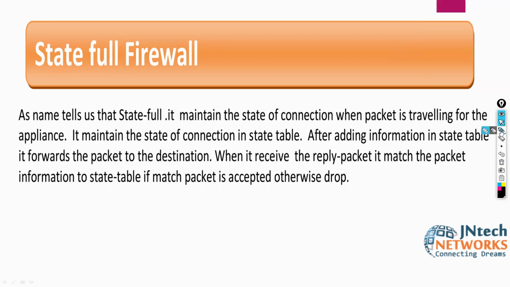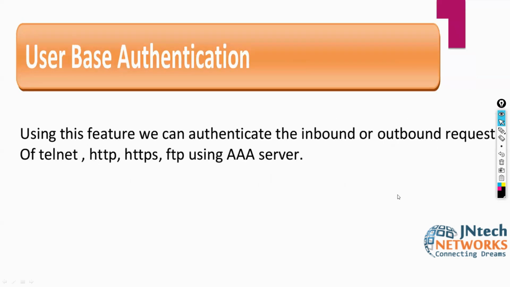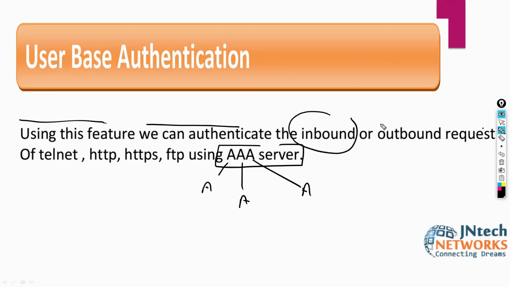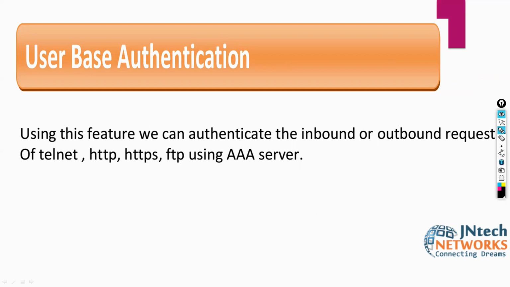Now let's talk about the next feature: user-based authentication. We can implement this on the Cisco ASA firewall. We can implement AAA. AAA is what? Authentication, authorization, and accounting. So this AAA feature we can implement on the Cisco ASA firewall. Using this feature, we can authenticate our inbound or outbound requests for Telnet, for HTTP, for HTTPS, for FTP using a AAA server. Like AAA we can configure on a Cisco router, the same we can implement on the Cisco ASA firewall.